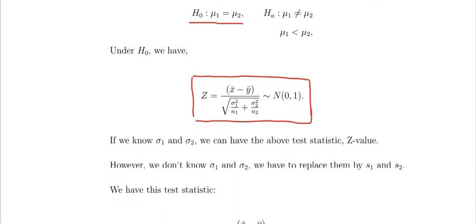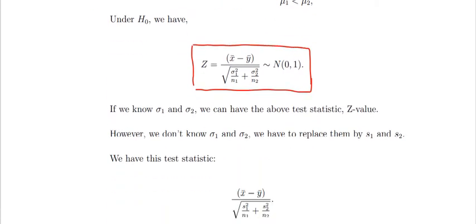Okay, so by now we say just one sample problem, we don't know sigma 1, sigma 2. If we know sigma 1, sigma 2, then these things follow exactly standard normal, right? So if we know sigma 1, sigma 2, we can find this value. We can call this value the z value. Then determine whether this z value is big or small. We can check it with the z table, right?